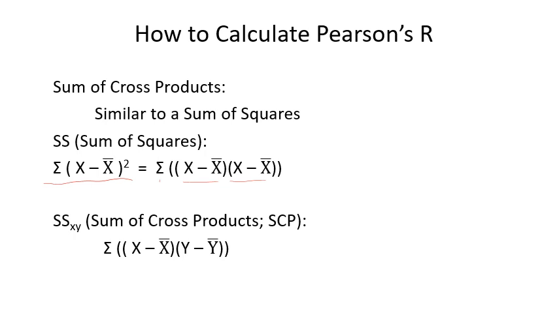Sum of cross products is similar, but now it's going to be x minus the mean times y minus the mean for each score. Then we sum all of those. I'll give you a computational formula in a minute, but the definitional formula of the sum of cross products is the sum of all the products of cross values. So the sum of all of the x's deviation from the mean times its corresponding y deviation from the mean.